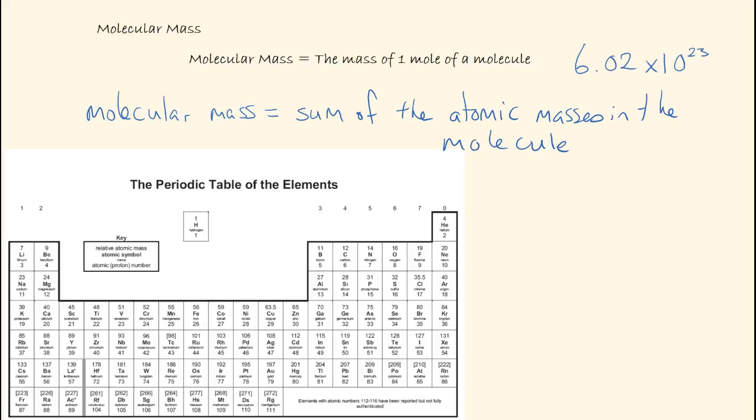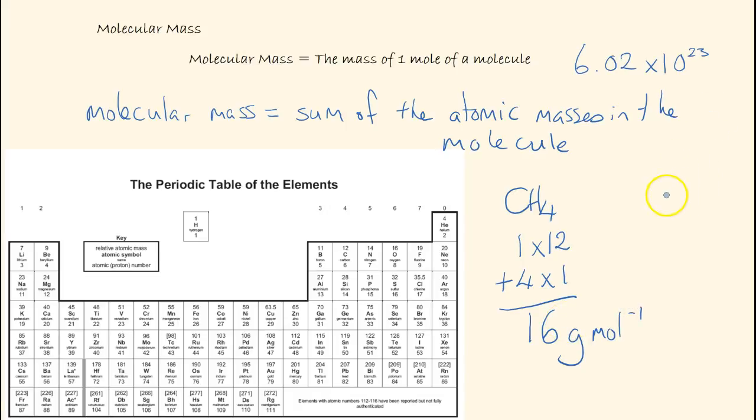And let's just start by doing a simple one. Let's find out the molecular mass of methane. So methane has the molecular formula CH4. And so its molecular mass is 1 carbon, which has an atomic mass of 12, plus 4 hydrogens, which have a mass of 1 each, which gives a molecular mass of methane equal to 16 grams per mole.